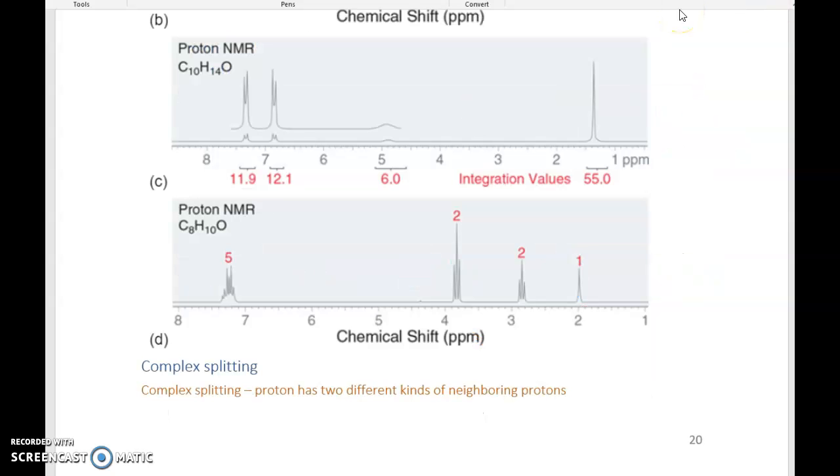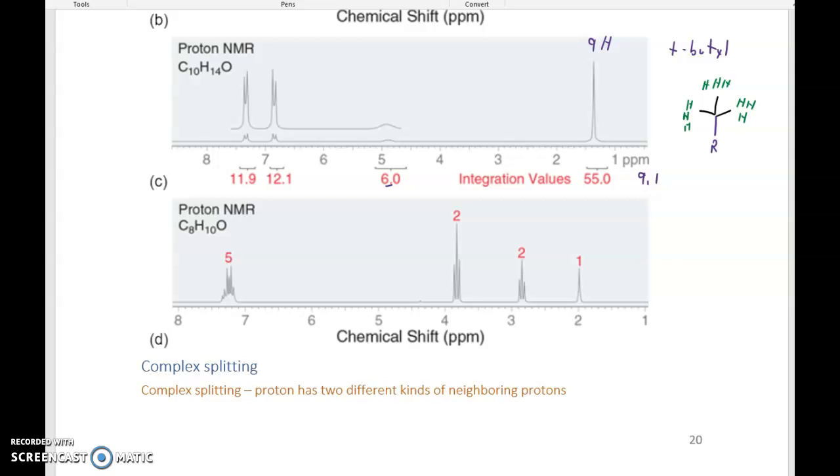If we look at our integration values, 6 is the lowest number. We divide everything by 6. We divide 55 by 6, we're going to get 9.1. So there are 9 protons here, and it's a singlet. So that indicates that we have a tert-butyl. We have 9 protons that are completely isolated, and so we get this nice singlet.